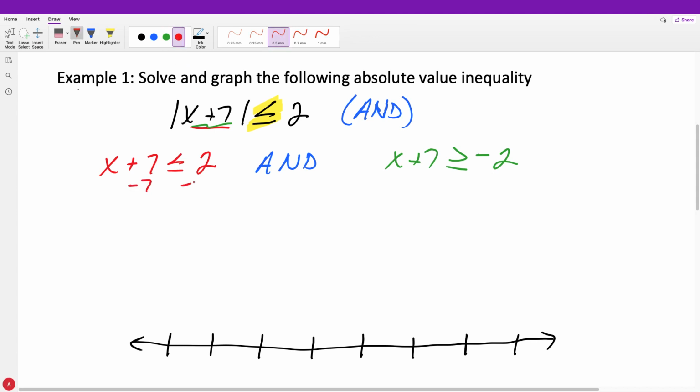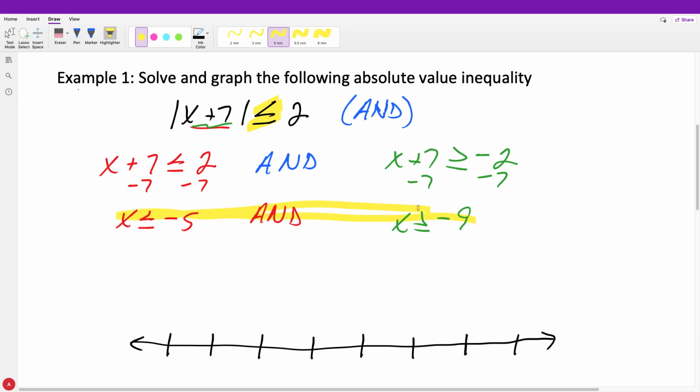So to solve for this, I'll subtract 7 from both sides and get x is less than or equal to -5, and then I'll go ahead and subtract 7 from both of these, and I get x is greater than or equal to -9. All right, remember, if you want to write this, this is acceptable of writing your answer like this. You must have that and.